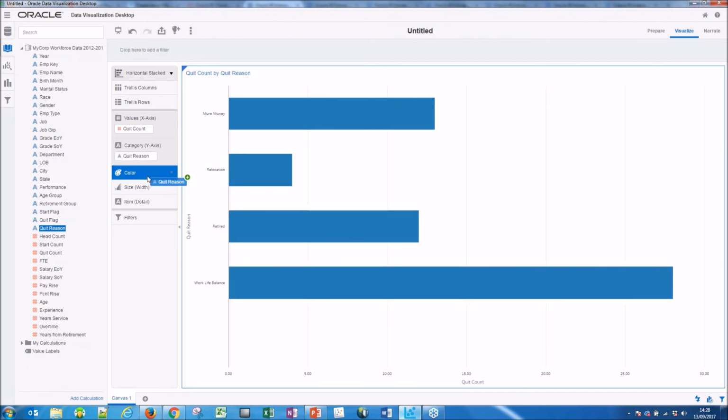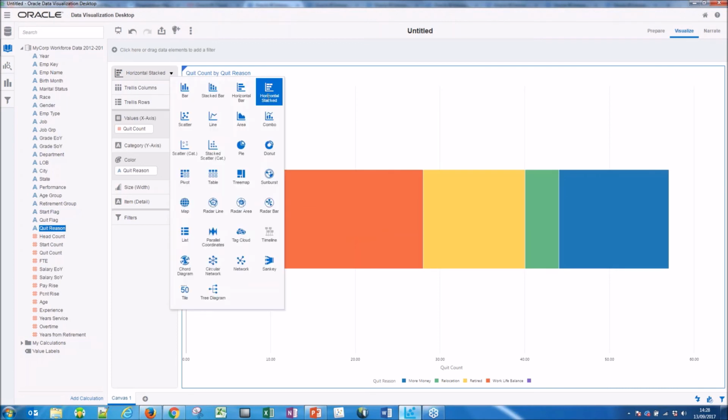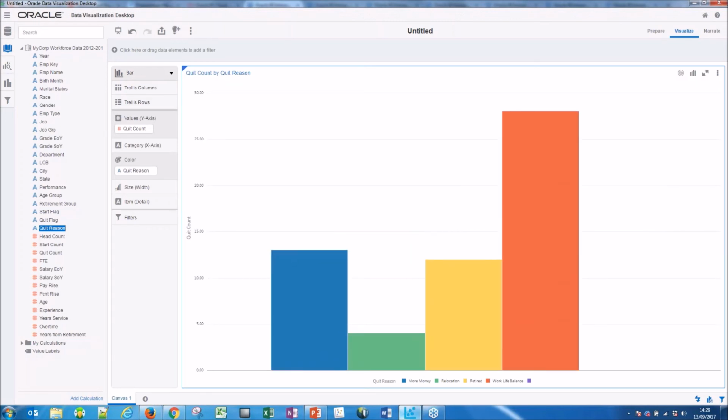Now I might want it a little bit simpler than that. I like to see these things as different colors, so I could drag that across to the colors there, and it's going to show me the people that quit, and it separates that out by different colors. I might choose that I don't want to see that as a stacked chart, I just want to see that as a bar chart, so I can click and just filter that out as well. So it's a very easy and intuitive way by which I can start looking at things.